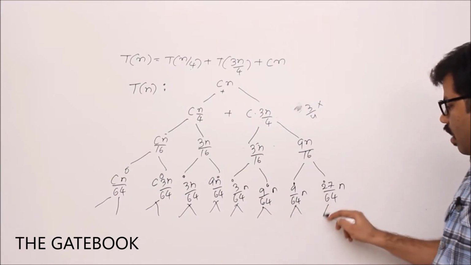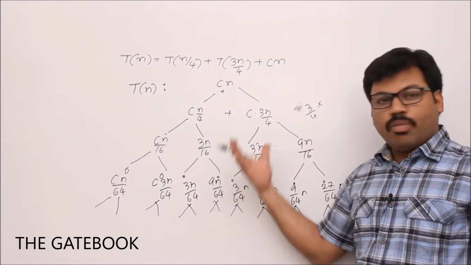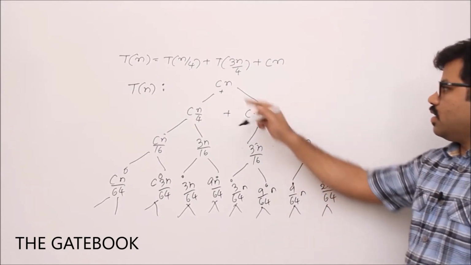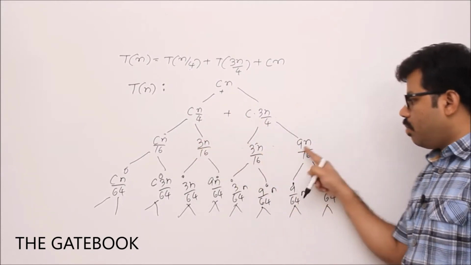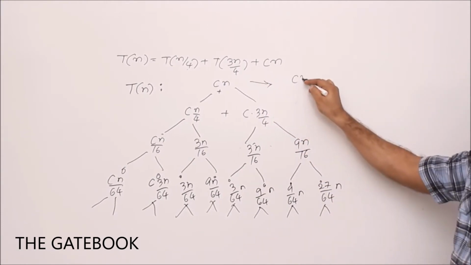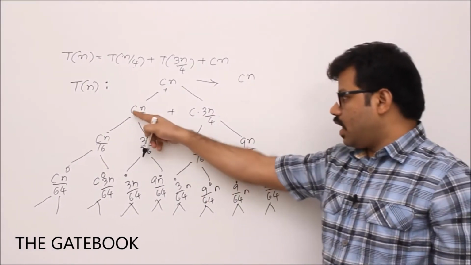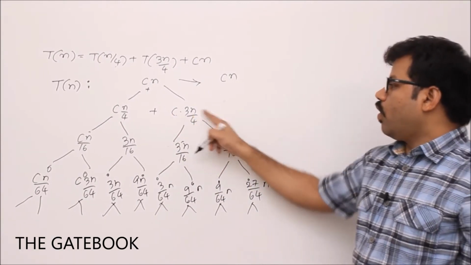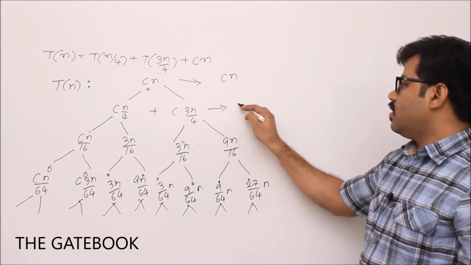Now, we are not drawing the complete tree because we don't know how many levels it will go. But if you see, the total answer is Cn plus these two plus these. Let me count level by level. In the first level we have Cn. In the second level we have Cn by 4 plus C into 3n by 4, which is nothing but 4n by 4 into C, which is again C into n.